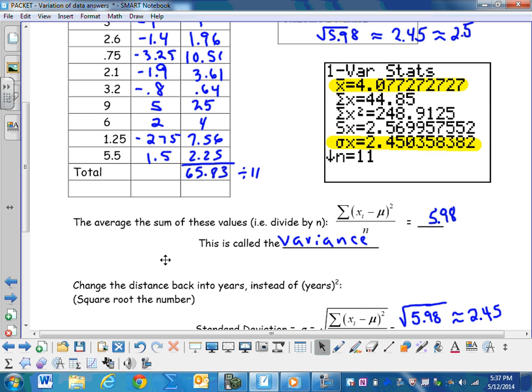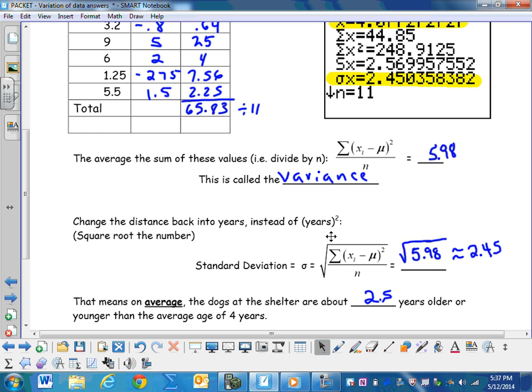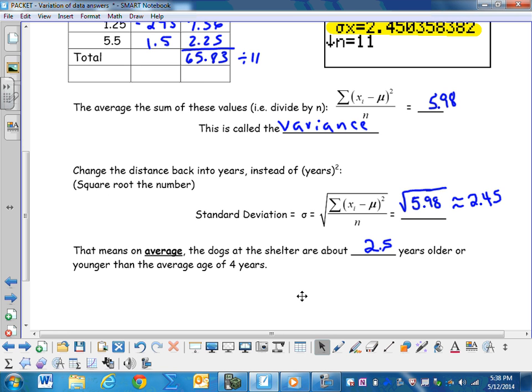So the average, the sum of these values divided by n, is 5.98, and that's the variance. When we change the units back into years instead of years squared, if we take the square root of the number, that gives us our standard deviation. So the square root of the variance of 5.98 is approximately 2.45. So that means on average the dogs at the shelter are about 2.5 years older or younger than the average age of 4.